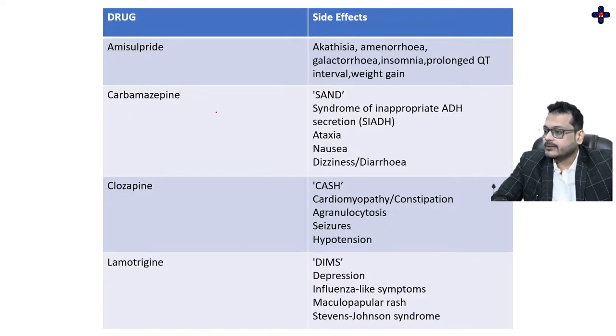Some other side effects of some of the drugs are given here in this beautiful table. Now, the first one is amisulpride, but most importantly, carbamazepine is very important, guys, as well as lamotrigine, because it is prescribed so much, right? So carbamazepine causes SIADH, ataxia, and dizziness. These three are the most common side effects.